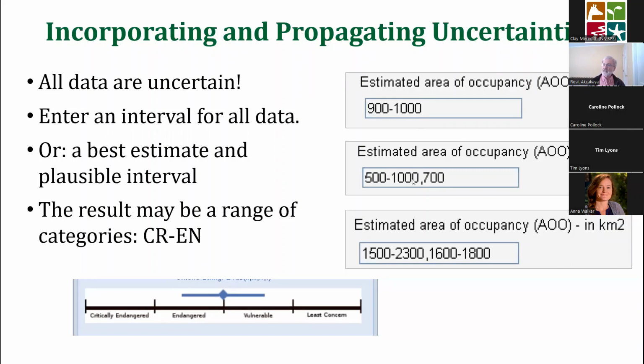You can also enter both a range of values and a best estimate. So you are saying that I'm pretty sure it's 700 square kilometers, but it could plausibly be between 500 and 1,000. You can even have your best estimate as a narrower range than the total plausible range. You can say, I'm pretty sure it's between 1,600 and 1,800 square kilometers, but plausibly it can be as low as 1,500 and as high as 2,300.